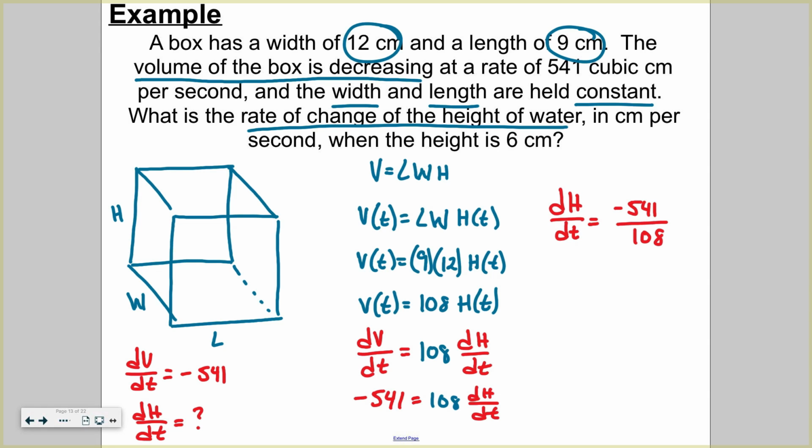And let's see, this is going to be a one dimension, so it's going to be centimeters per second.